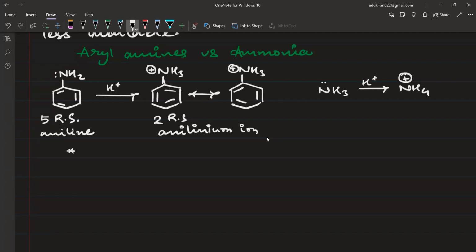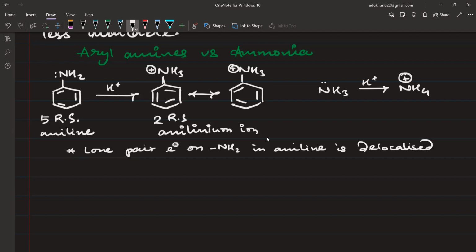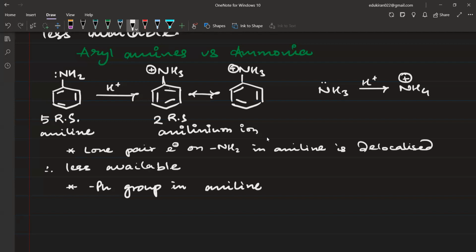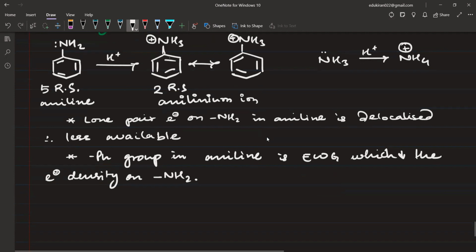So we'll write first of all, the lone pair electron of NH2 in aniline is delocalized, therefore less available. Second point, the phenyl group in aniline is an electron withdrawing group, which decreases the electron density on NH2.